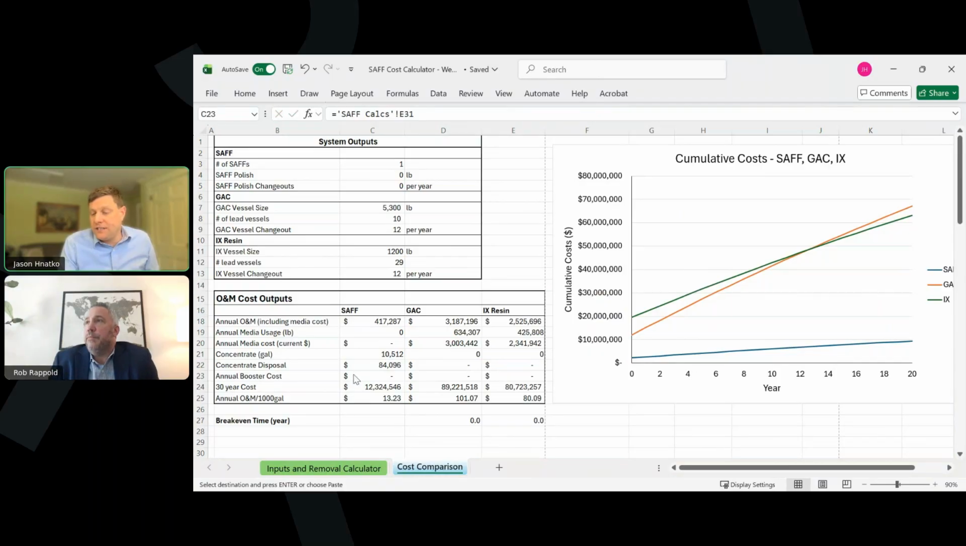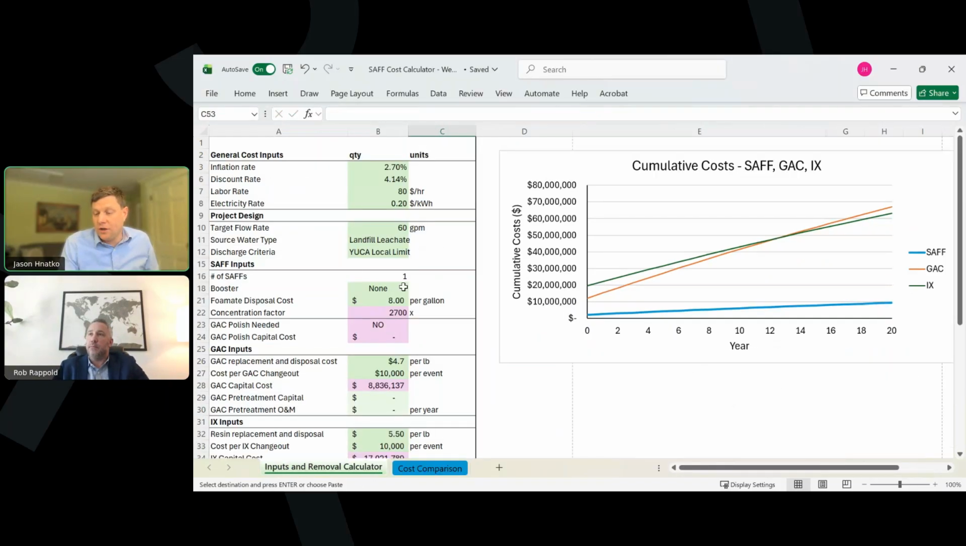And now landfill leachates don't typically use a foaming additive. The landfill leachate foams a lot on its own. So we're not going to take a look at any booster performance for landfill leachate, but we can just move on to our next water type.